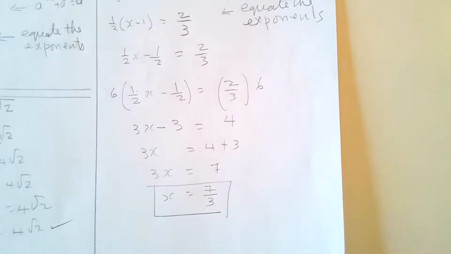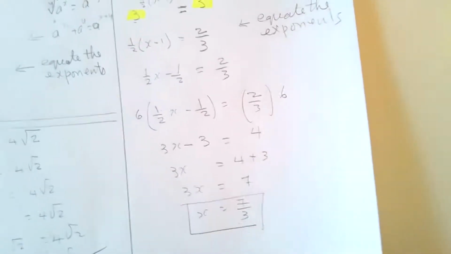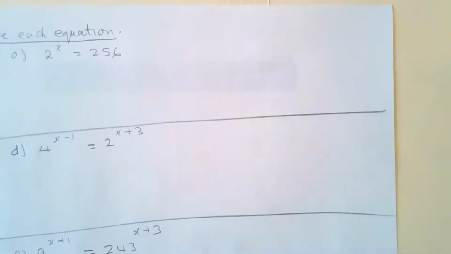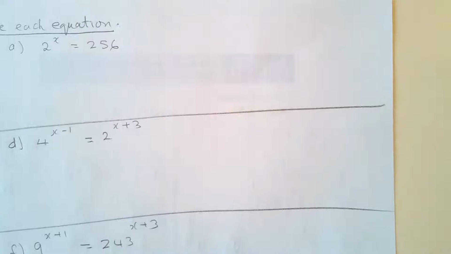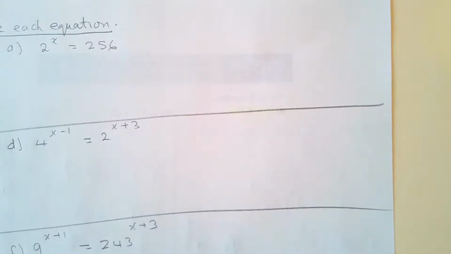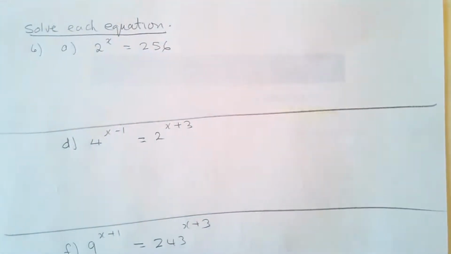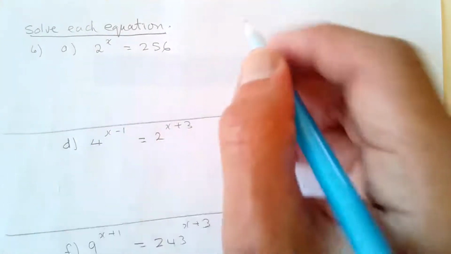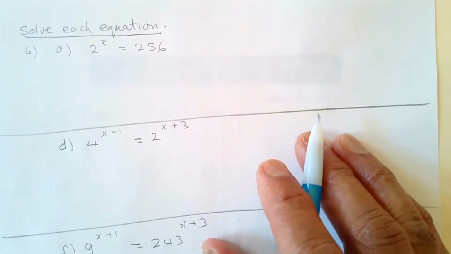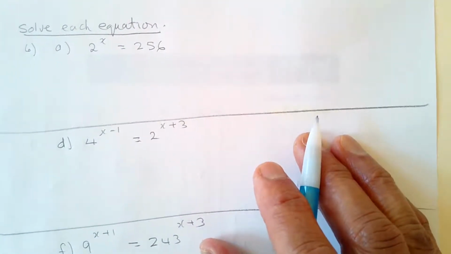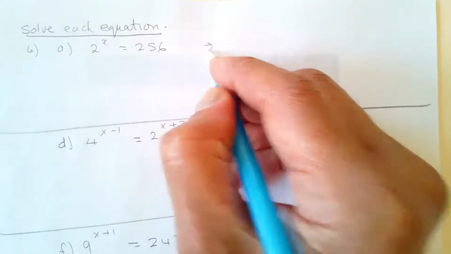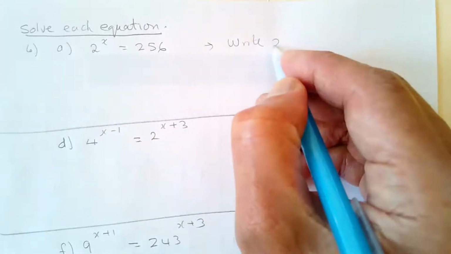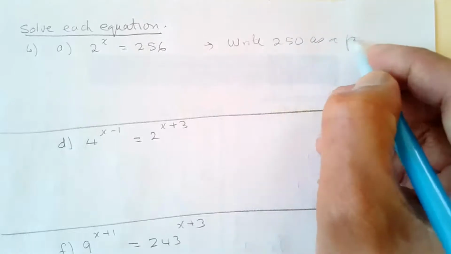I'll do a few more examples today. And this is found in your textbook. And since we've done a few examples on the power product rule, etc., this one here, we write 2 to the power of 2. Ready? So we write 250 as a power of 2.